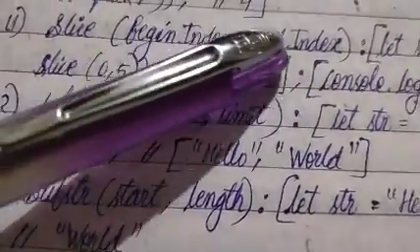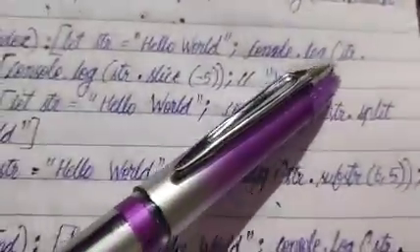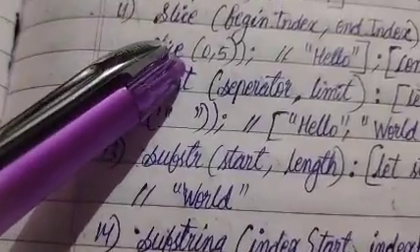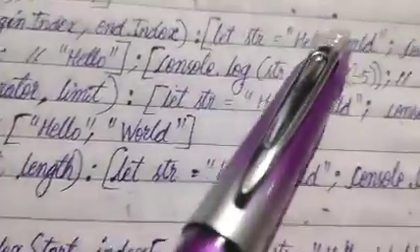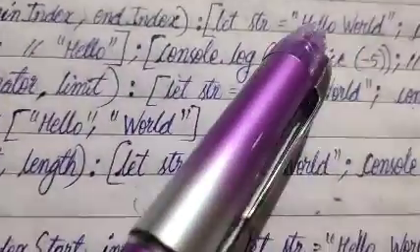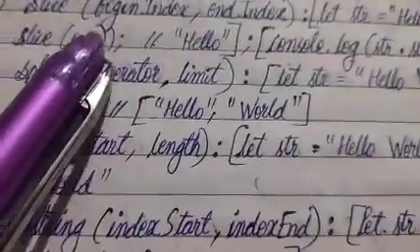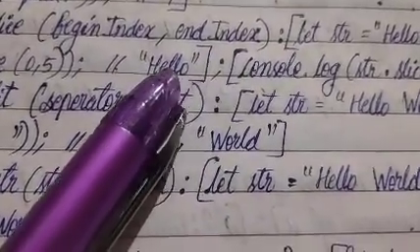After that we have slice, and slice is going to take a beginning index and an ending index. Right here we have an example, the string is again the same word, hello world. Console.log is going to print the output. So str.slice is going to be 0 to index 5. The starting index is this h, index 0, and the index 5 is excluded, because the index of the space is 5, so that space is not available here. So we only have the word hello.